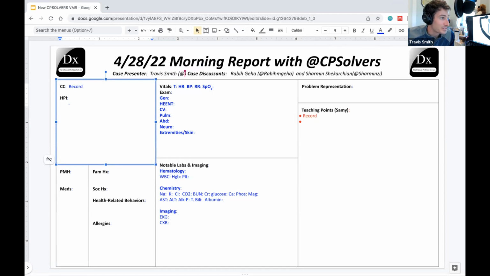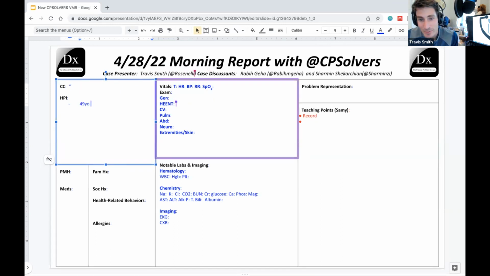So this is a case, and it was authored by one of my LECOM students, Michaela Goldgrim, and the title of the case is a 49-year-old presenting with epigastric pain and bloating for 2 days. And that was the first aliquot.